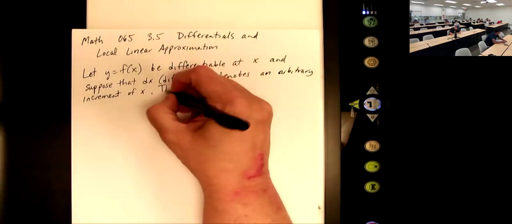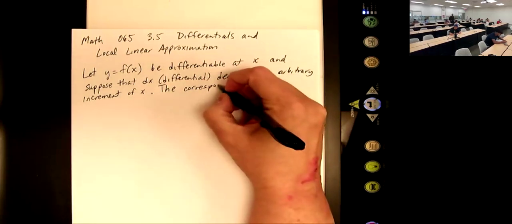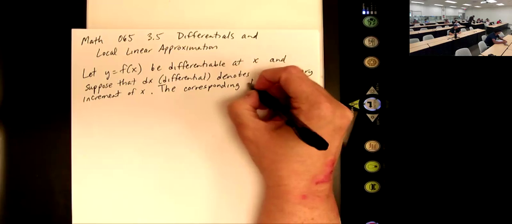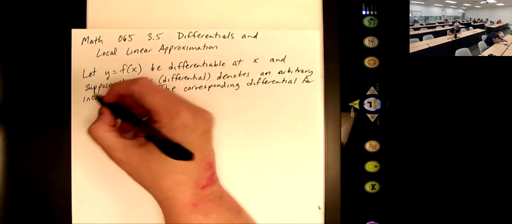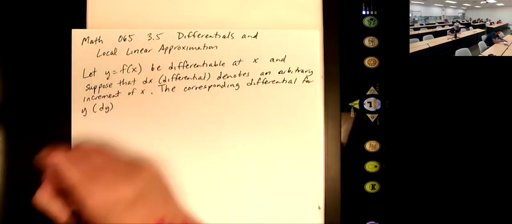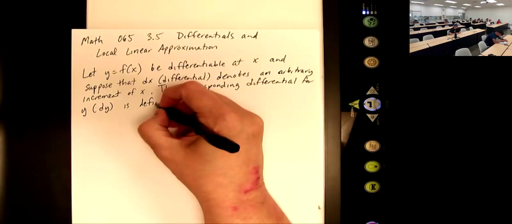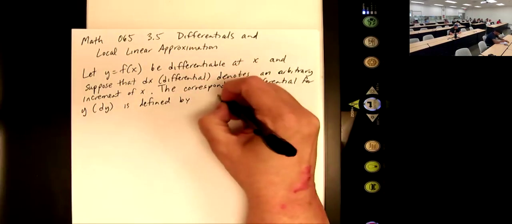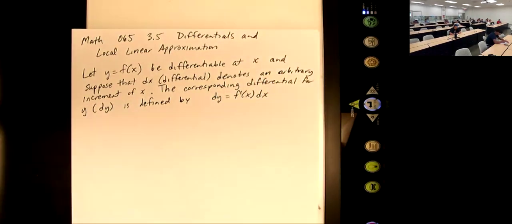The corresponding differential for y, we call dy, is defined by dy equals f prime of x dx. This would be an easier way to remember this.